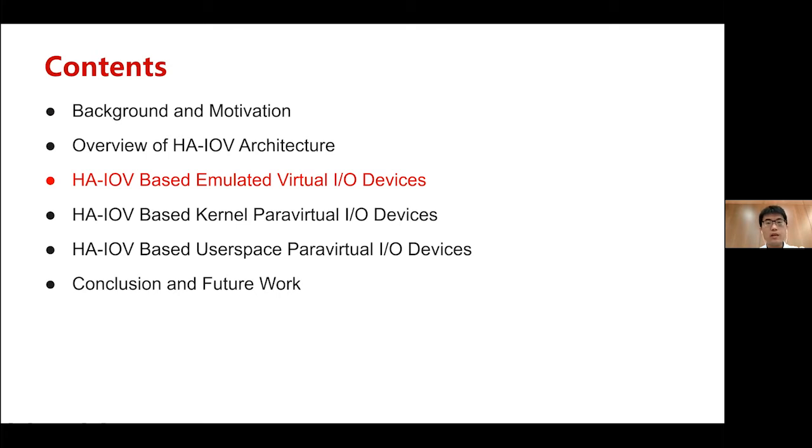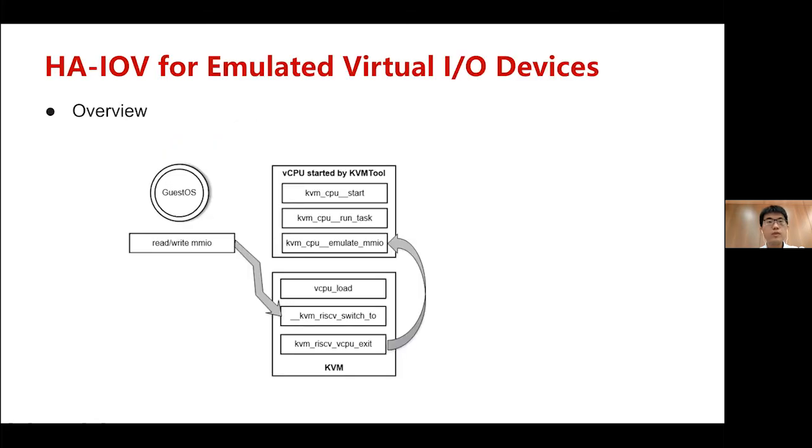Both emulated and para-virtual IO devices can benefit from HA-IOV. Next, we show more details in the following three parts. For emulated virtual IO devices such as UART, the guest traps out when accessing the memory region. QEMU obtains the reason and the data of the trap and further transfers this information to the user space. QEMU or QEMU-A processes the IO request according to this information. After that, control flow returns back to QEMU and further returns back to the guest.